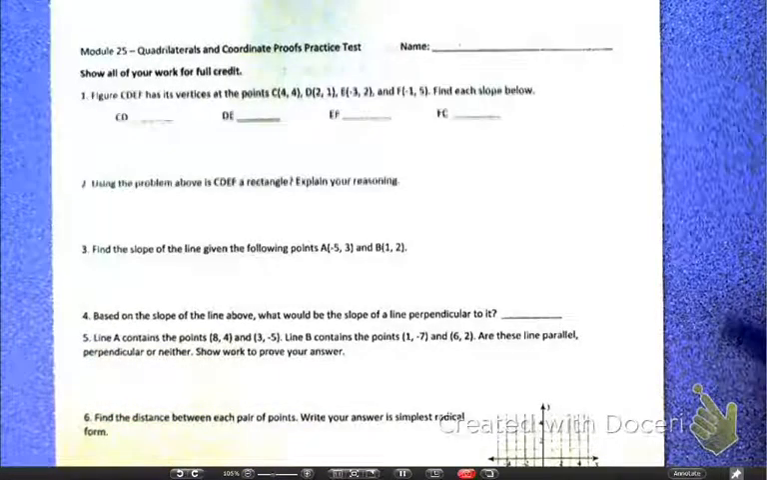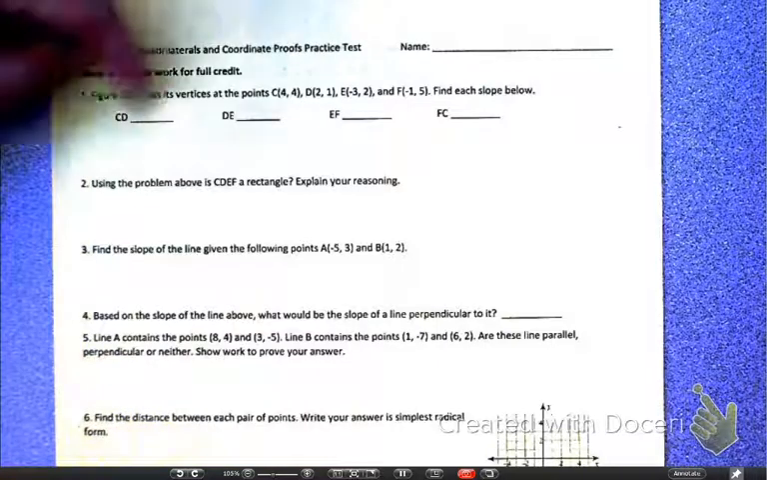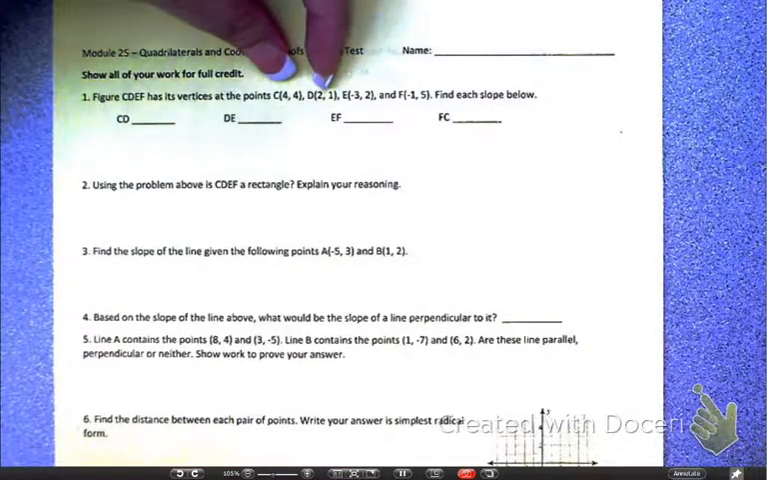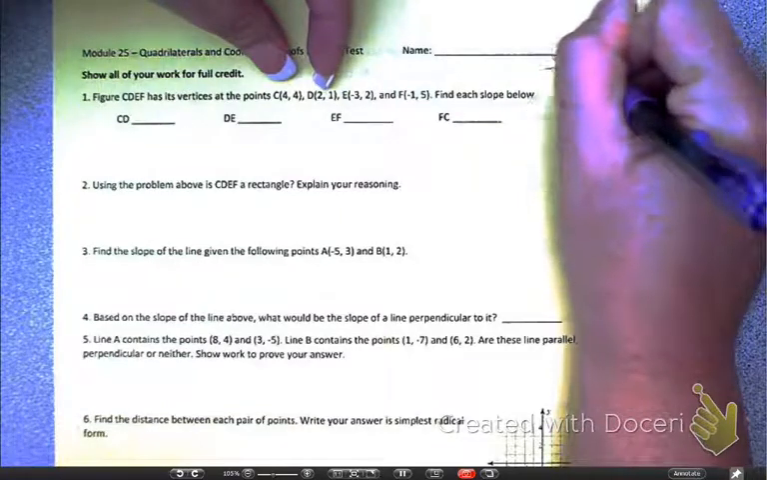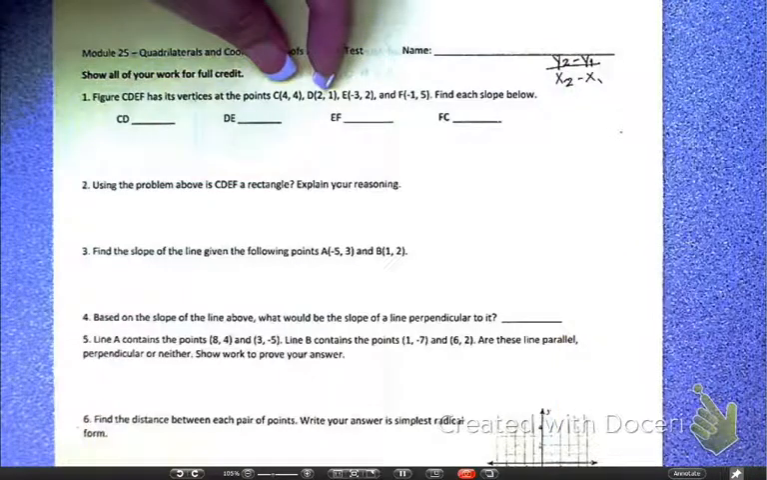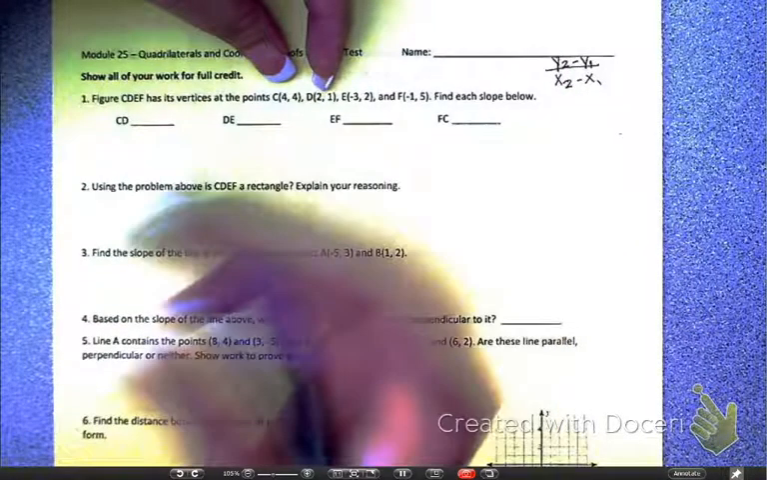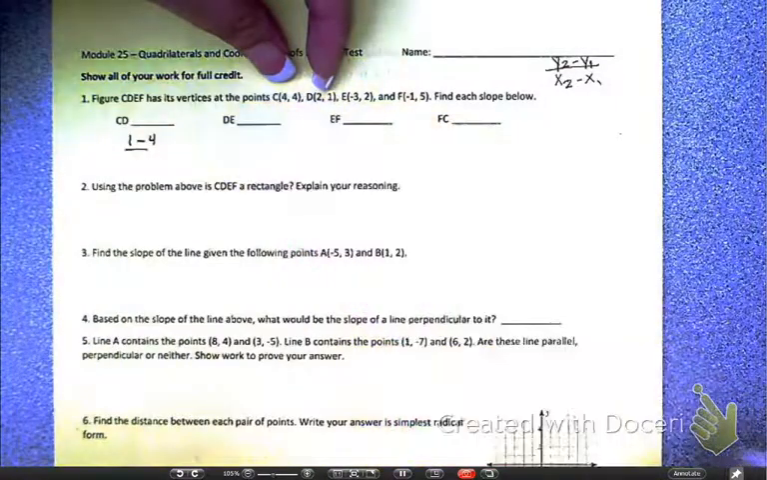So for the first problem, first thing you need to do is find the slope of each line. Okay, you're not on a coordinate plane, so I would use the slope formula. So for C and D, remember your slope formula is y2 minus y1 over x2 minus x1. So if I plug that in, I have 1 minus 4 over 2 minus 4.